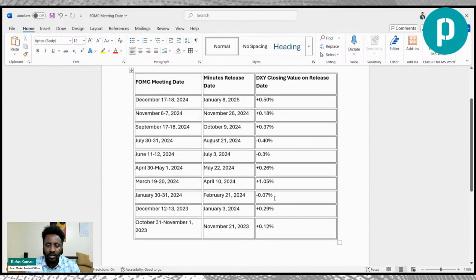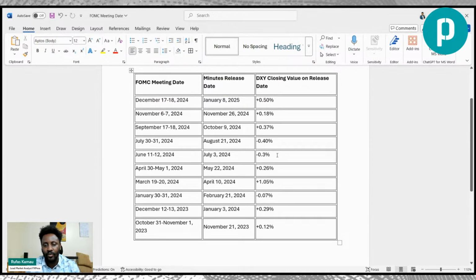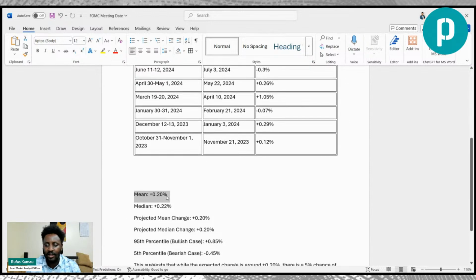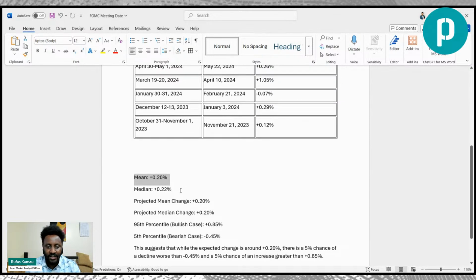So as you can see, overall, we have had a net positive performance of the dollar index since the last meeting on November 21, 2023. So if you do a quick calculation on this, the mean performance of the dollar index on the day that the FOMC releases the meeting minutes is an increase of 0.20% on the dollar index. So the median performance is an increase of 0.22%, and the projected change, that is for the meetings that we are expecting today, is an increase of 0.20%.